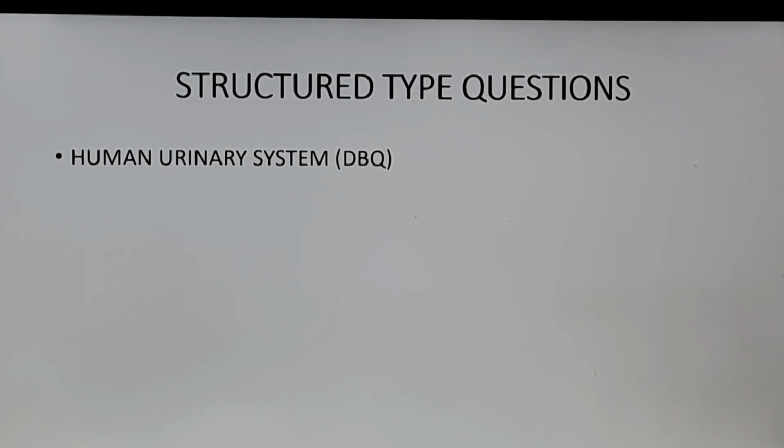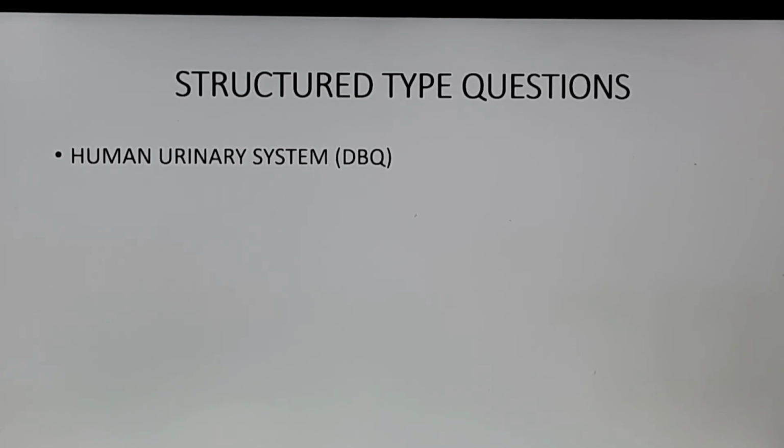Moving on to the structured type questions. Human urinary system, the diagram can be asked as a diagram based question to label the parts. So you should know which is the right kidney, which is the left kidney and all. And the dorsal aorta may be asked to be labeled, the adrenal gland, then the urinary bladder, all those parts. That diagram is there in the text, the human urinary system. That diagram can be asked as a diagram based question.